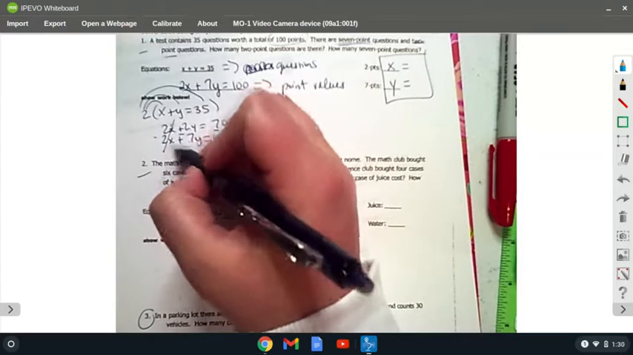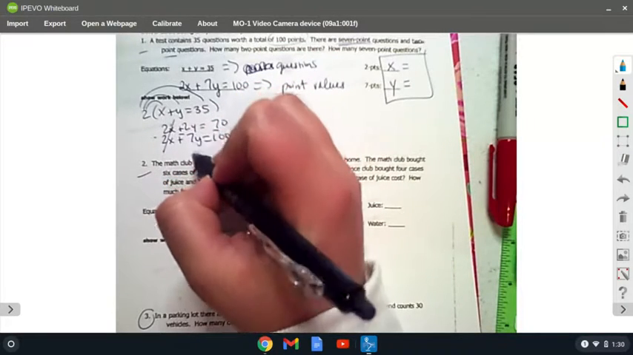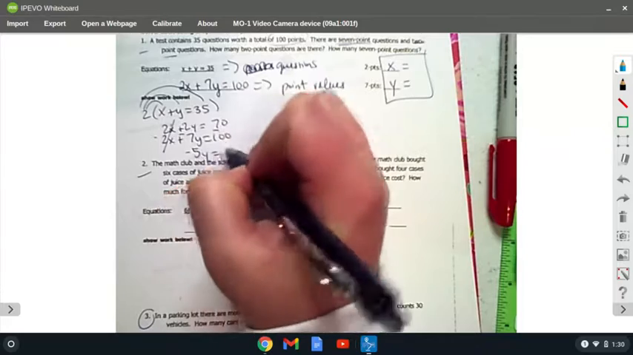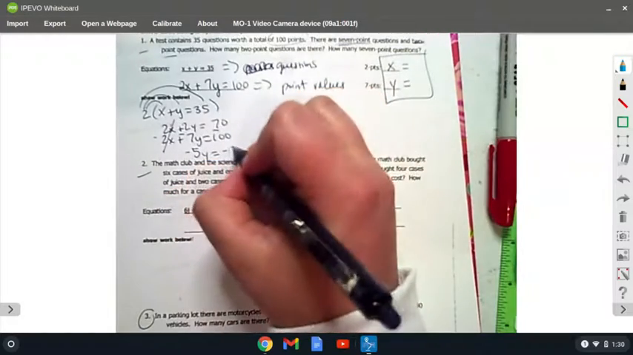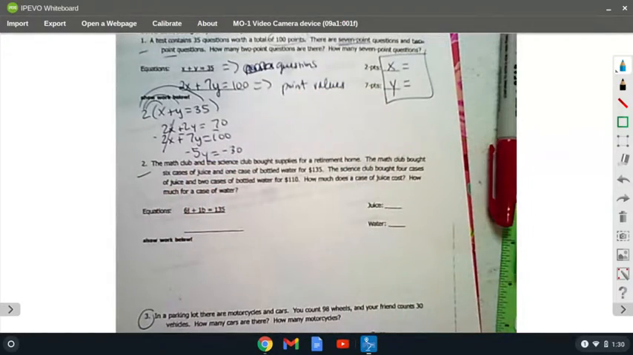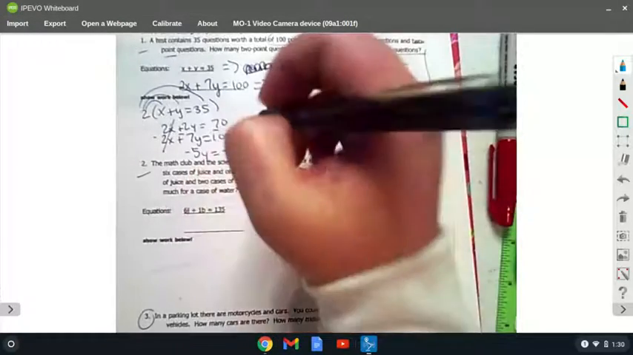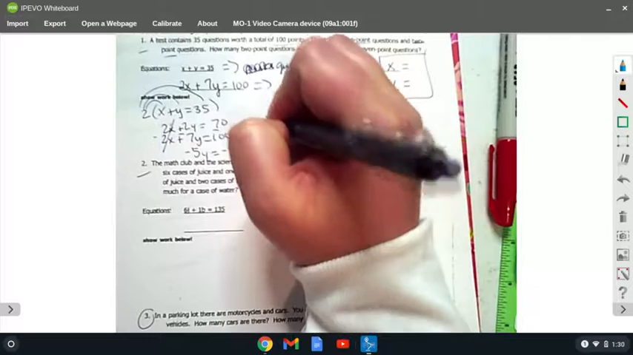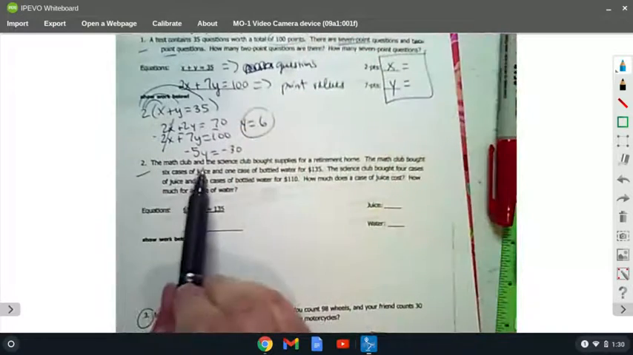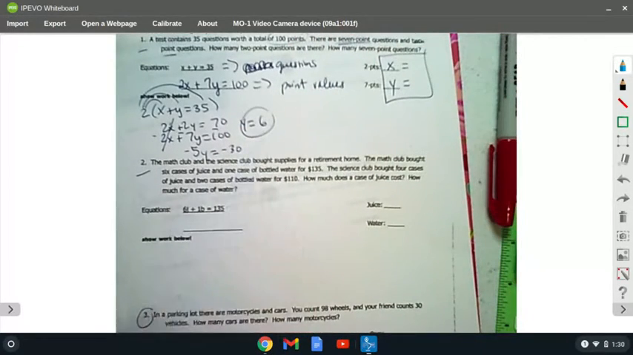So those will subtract to be 0. Then I have 2 minus 7. That gives me negative 5y. And 70 minus 100 gives me negative 30. And then I'm going to divide by negative 5 on both sides. And I get that y equals 6. Because I'm going to have a negative divided by a negative. So this is going to be a positive 6.